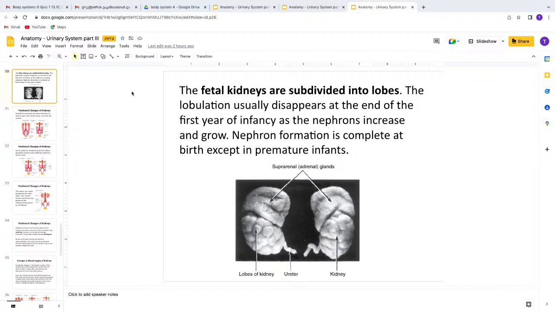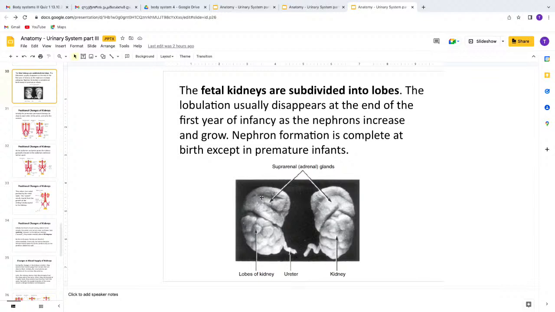Okay, so also our kidneys in utero are divided into lobes, and we are calling them fetal kidney lobulations. The lobulation usually disappears at the end of the first year of infancy as nephrons increase and grow in size. Nephron formation is complete at birth, except in premature infants. And as you see here on the photo, we can markedly identify that they are lobulations, right?